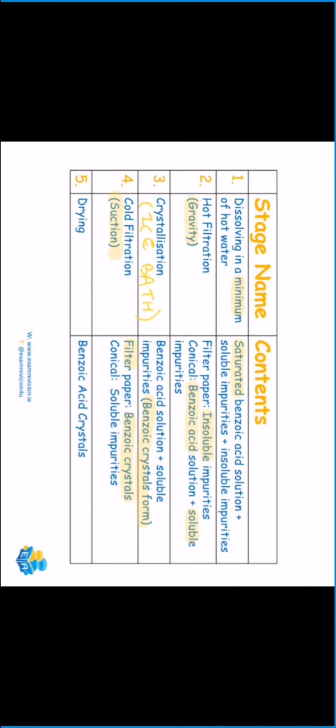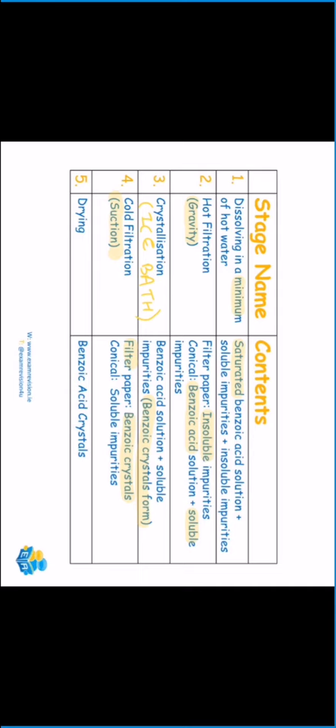Because we've cooled it down now, we're going to do cold filtration, and we do cold filtration by suction filtration. The reason for this is we want all of our soluble impurities to be sucked through into our Buchner flask, and what we'll be left with is our benzoic acid crystals in the filter paper. So once we have the benzoic acid crystals, the last stage is drying, and here the benzoic acid crystals are dried using the air or in a desiccator.